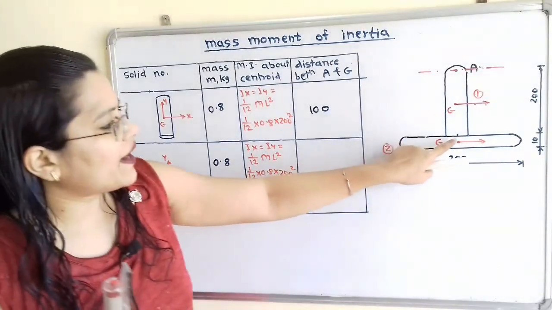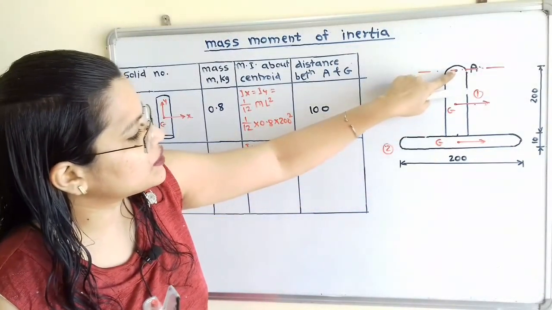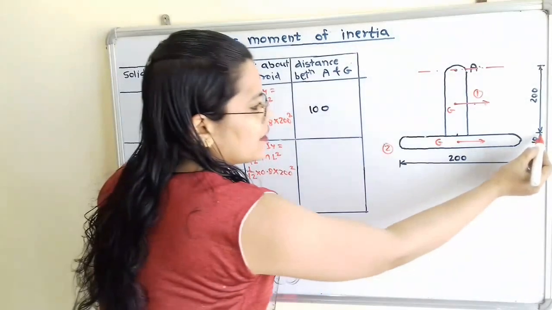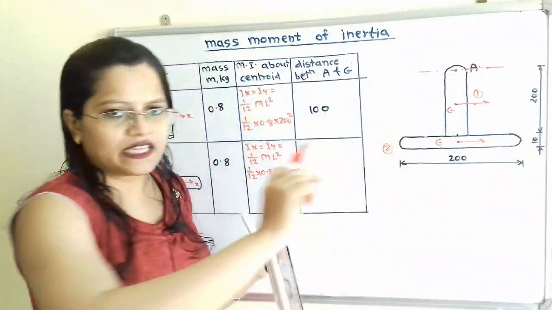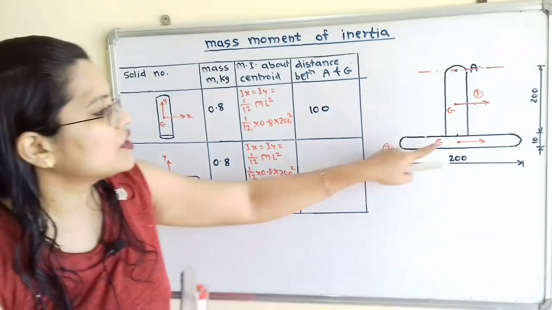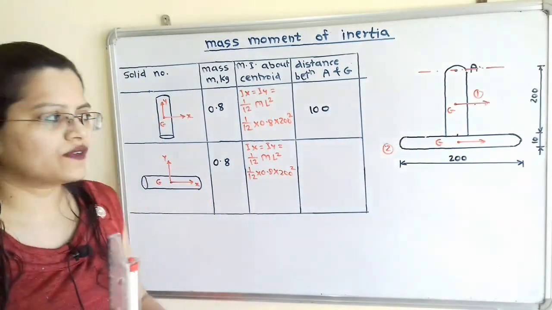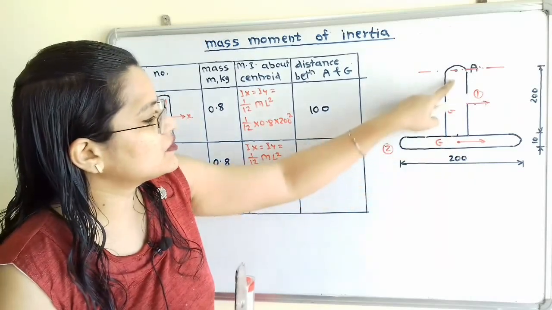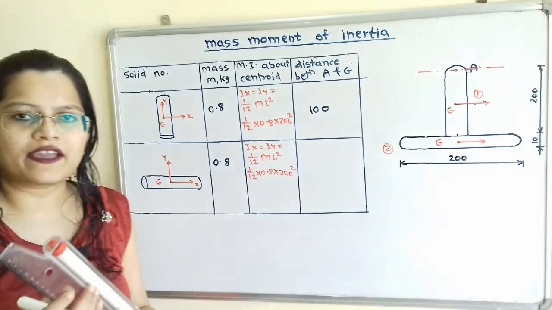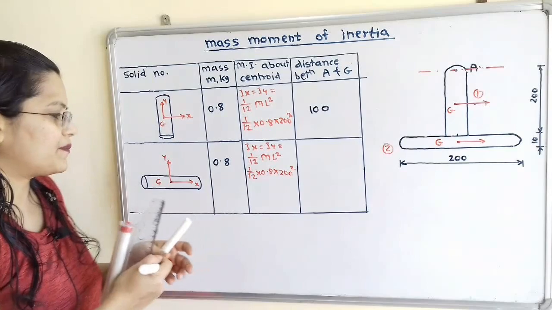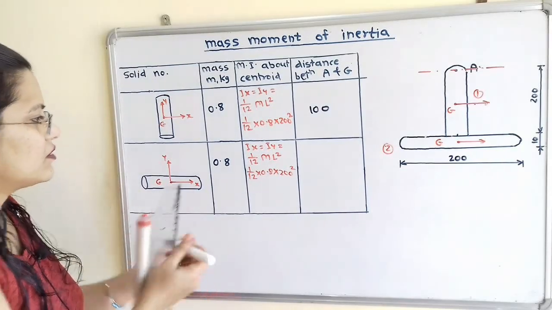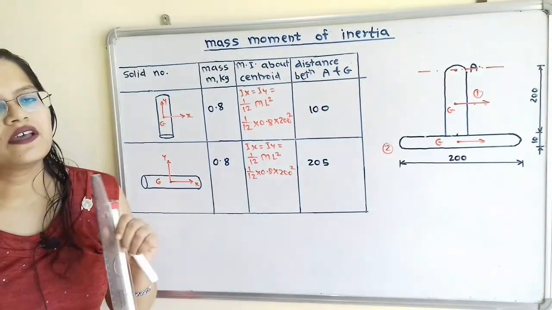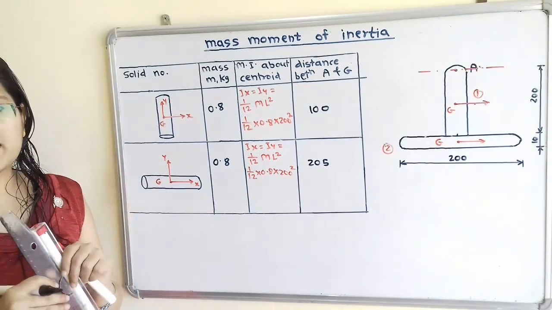So we have to find the distance between point A and point G. Here the height is given as 10. This is the vertical distance, so this is the center point of 10, and above that there is 200. So the total distance is 200 plus 5, that is 205 millimeter.